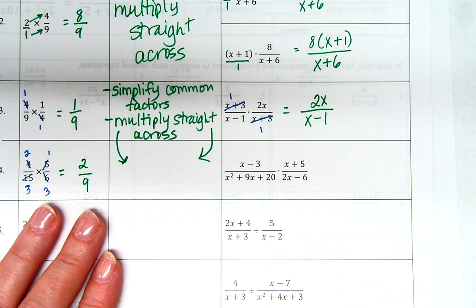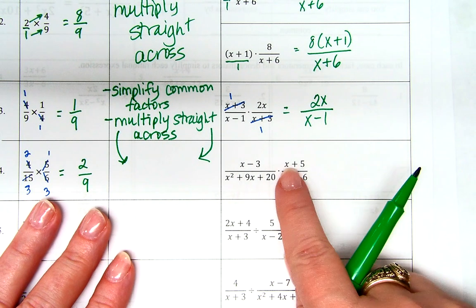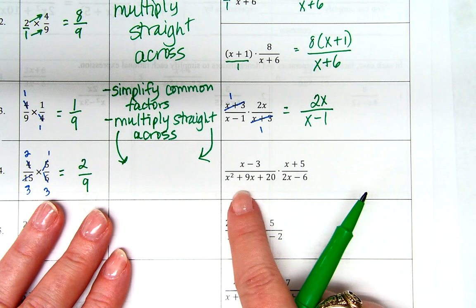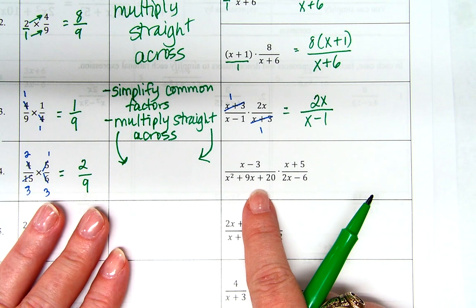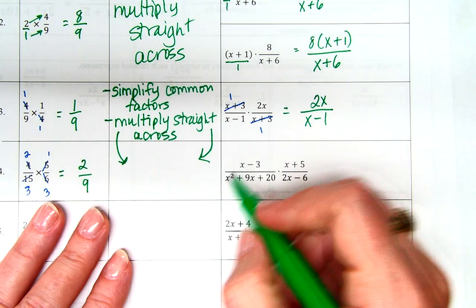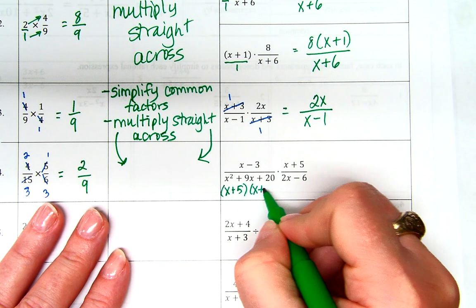In order to be able to simplify common factors, I have to know the factors, don't I? Do I know the factors of this? Yeah, it's just x minus 3. Do I know the factors of this? Yeah, it's just x plus 5, right? Do I know the factors of this? I have to factor it, don't I? What multiplies to be 20 and adds to be 9? 5 and 4. So x plus 5 and x plus 4.